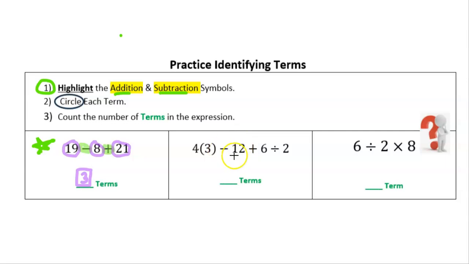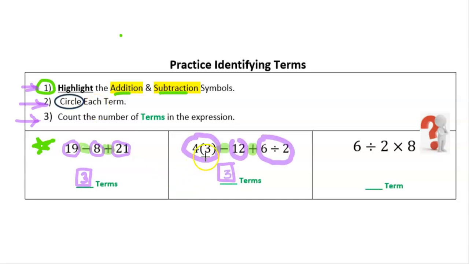So now I want you to do the next example. This time you're going to highlight the pluses and minuses in your expression, step 1. Then you're going to circle your terms, step 2. Then you're going to count the terms and write your number on the line here. And then when you're done, turn the video back on to see if you got the whole thing correct. See if you can identify the terms accurately.